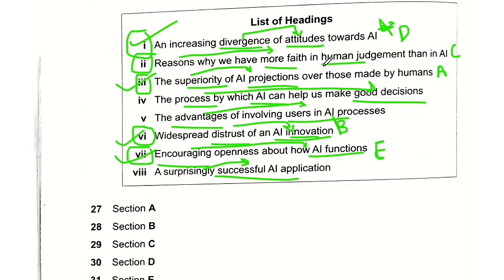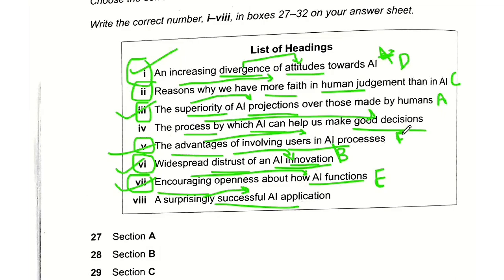So now we're looking at the matching headings. The process by which AI can help us make good decisions. I've not mentioned about this. The advantages of involving users in AI processes. So this is clearly mentioned. You can see in the passage. So here the answer is paragraph F.